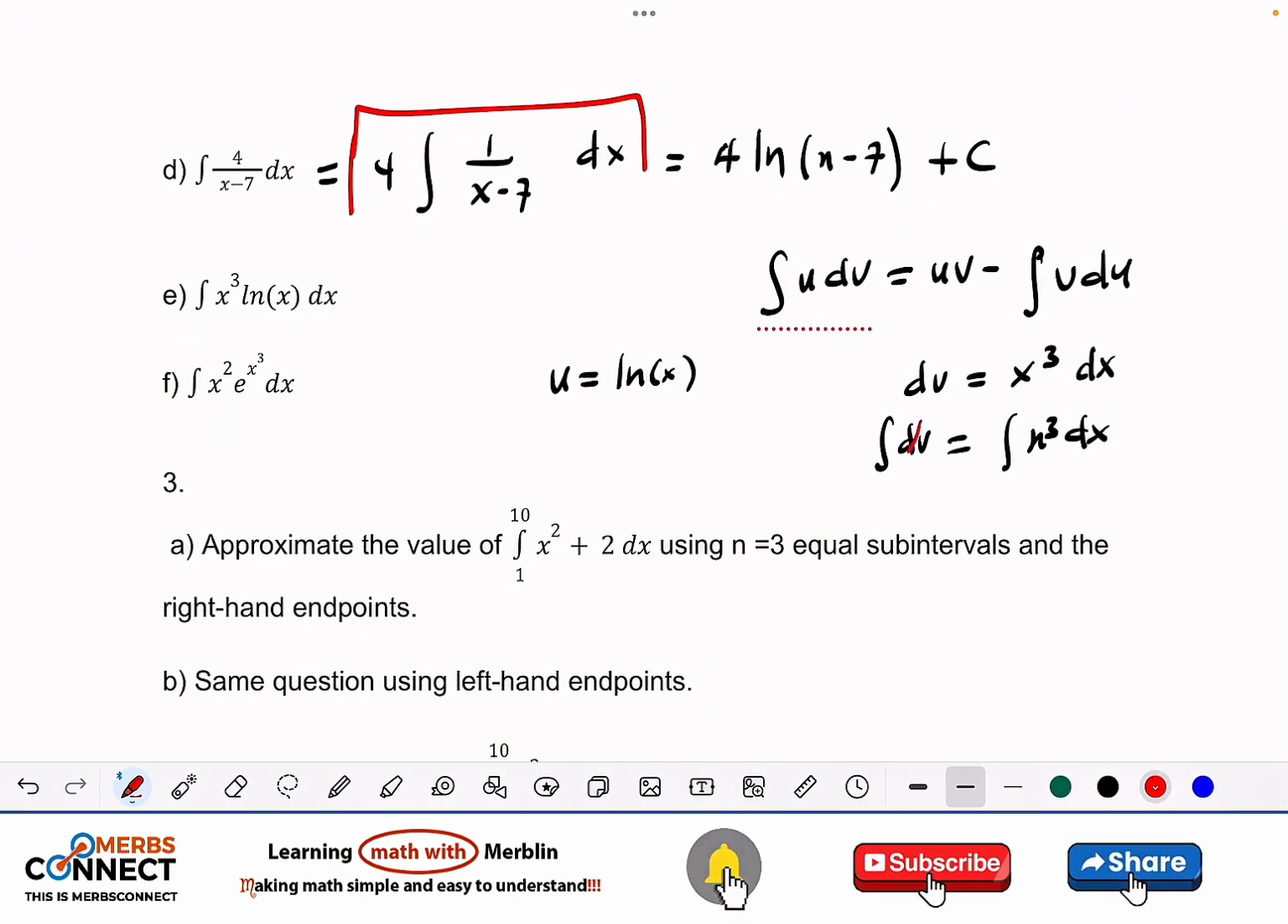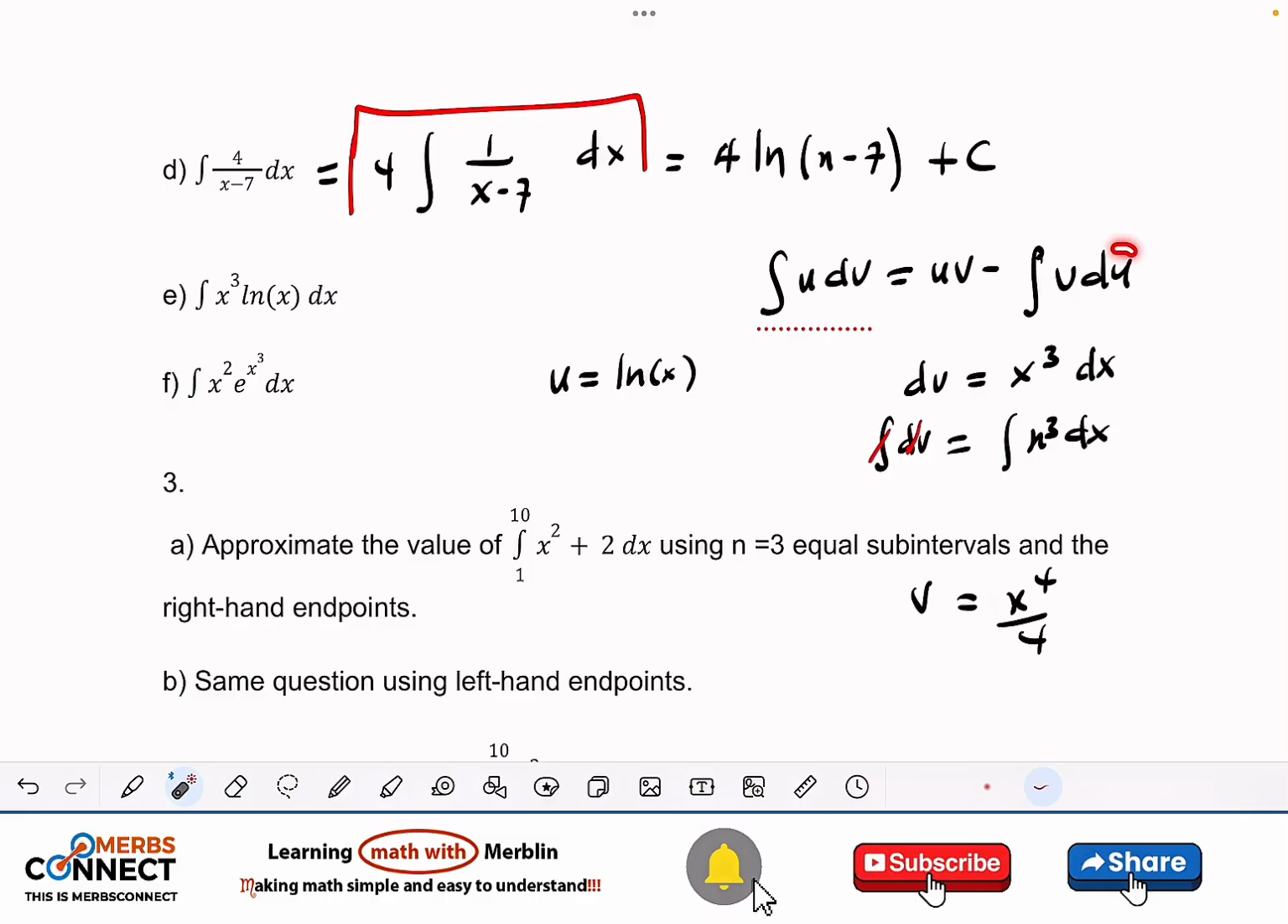Now d will cancel this. So I'm going to have v is equal to, when I integrate x to the power 3, x to the power 4 divided by 4. We are adding plus 1. Here I'm not adding the c because we are just doing integration by parts.